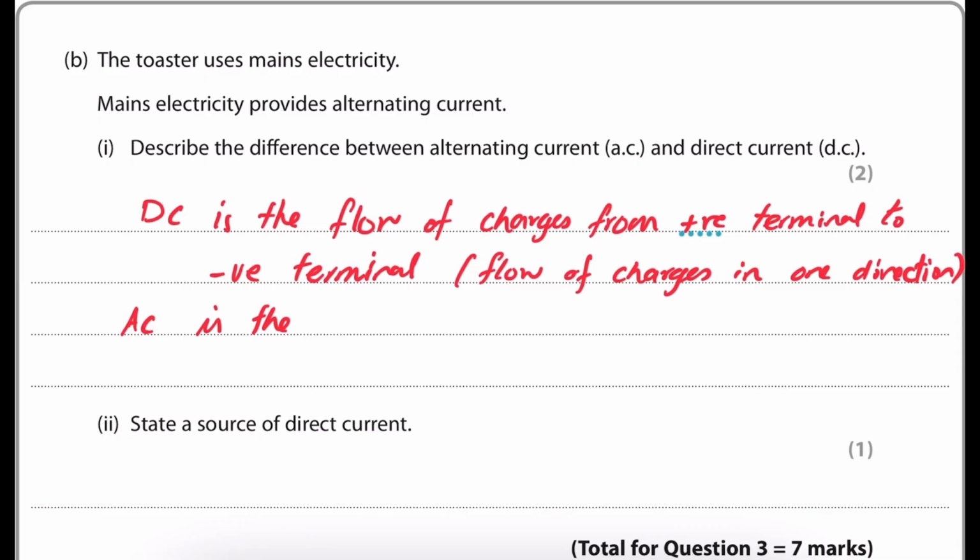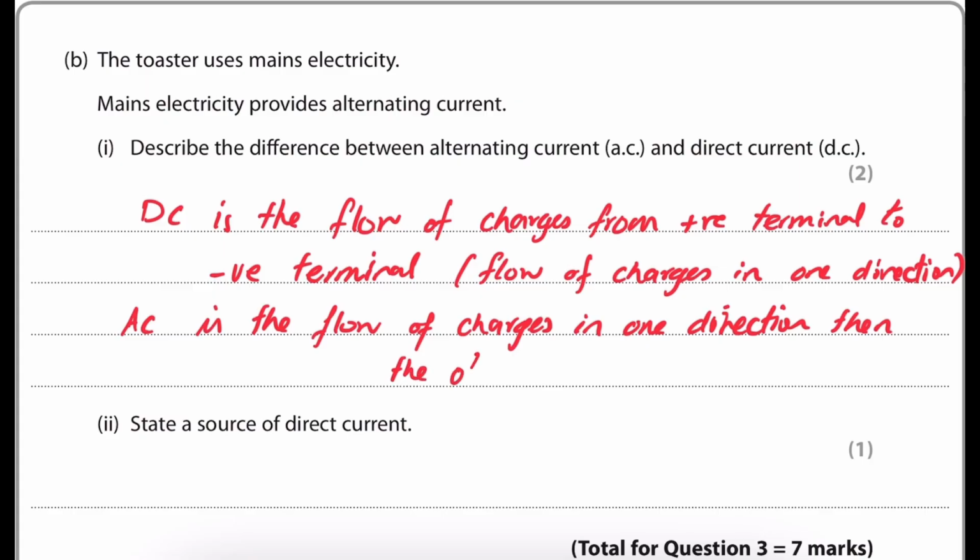Here is a kind of a fluctuation and a change in the polarity. So I would say the flow of charges in one direction is still a DC, but then I have to add the other direction. So now I show the examiner the difference between DC and AC. Okay, the last section: state a source of direct current. The famous source is a battery or the electric cell.